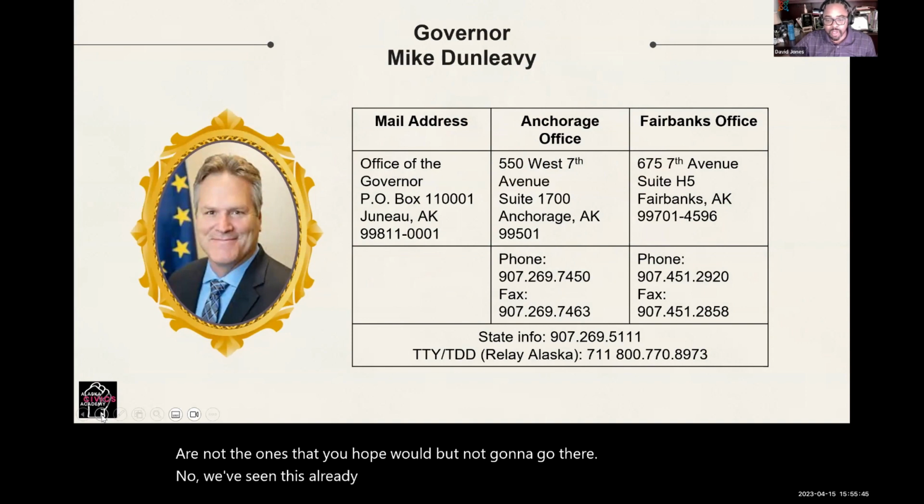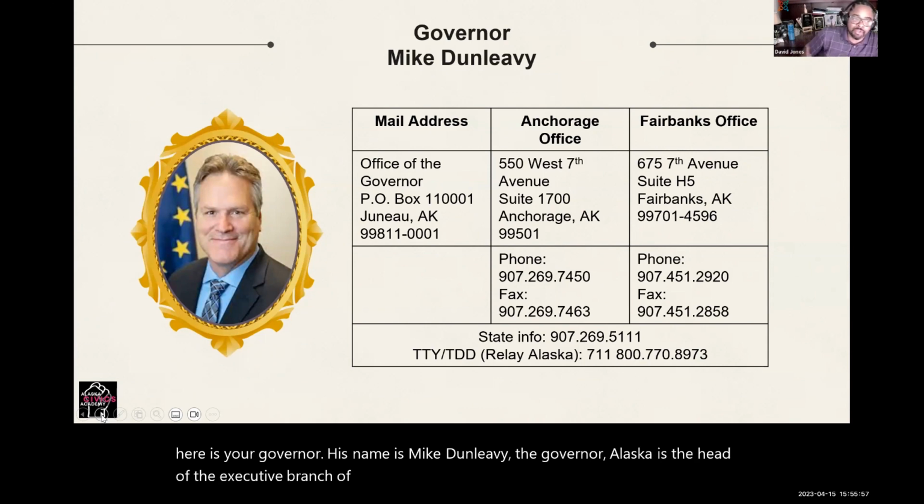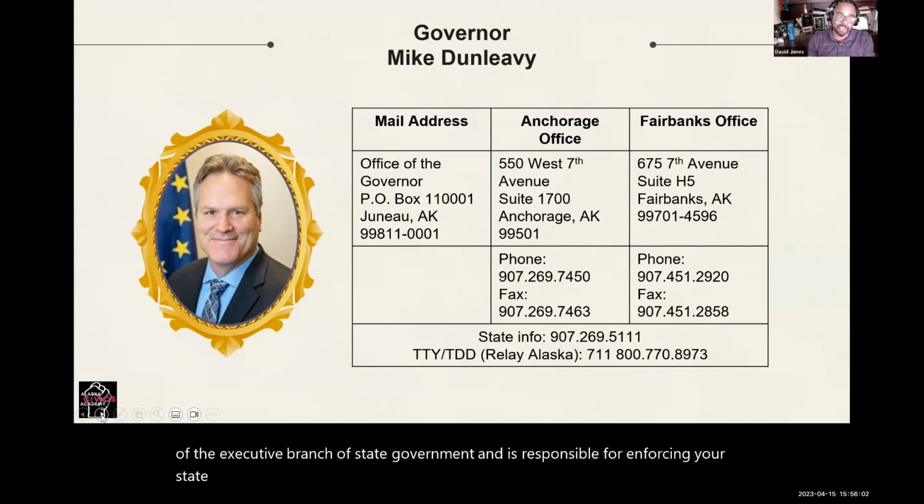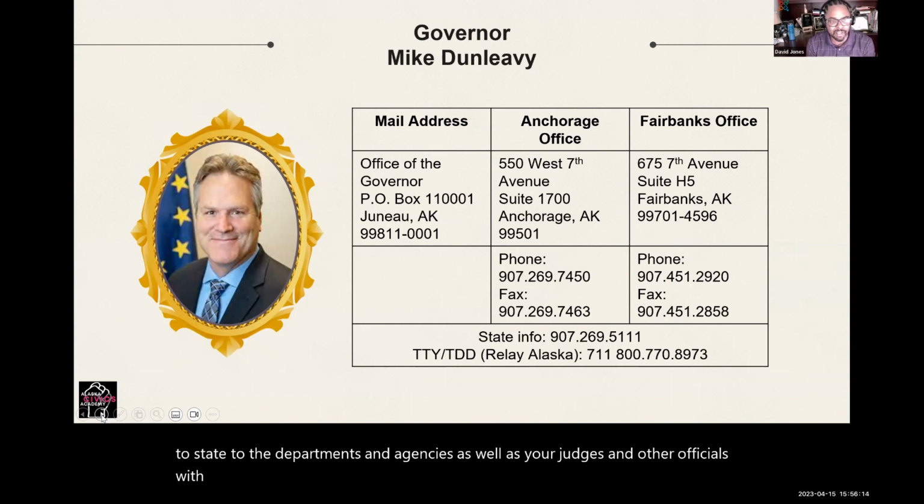All right, so let's talk about Alaska. And this right here is your governor. His name is Mike Dunleavy. The governor of Alaska is the head of the executive branch of state government and is responsible for enforcing state laws and administering state programs and services. The governor is elected to a 4-year term and is responsible for appointing the heads of state departments and agencies, as well as judges and other officials, with advice and consent of the legislature. It's so important to understand this because this person has so much power.